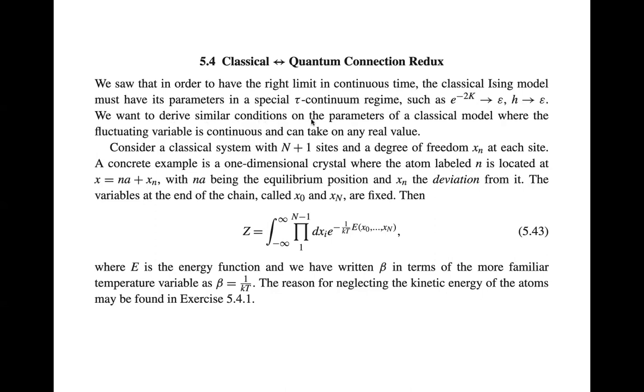We want to derive a similar condition on the parameters of a classical model where the fluctuation variable is continuous and can take any real value. Consider a classical system with n+1 sites and a degree of freedom xn at each site. A concrete example is a one-dimensional crystal where the atom labeled n is located at Na plus xn. Na is the equilibrium position and xn is the deviation from it. The variables at the ends of the chain, x0 and xn, are fixed.